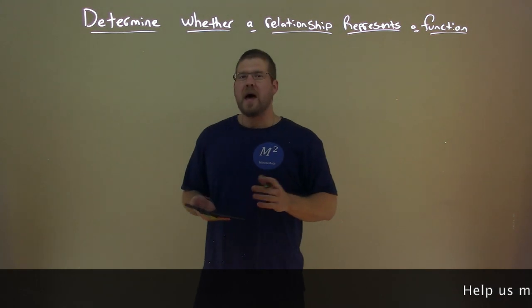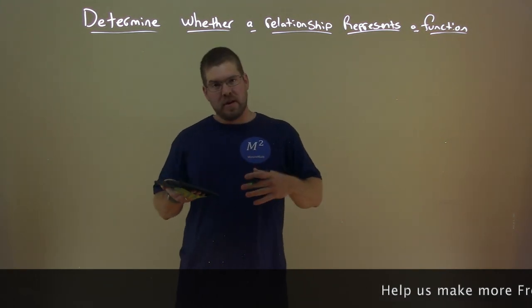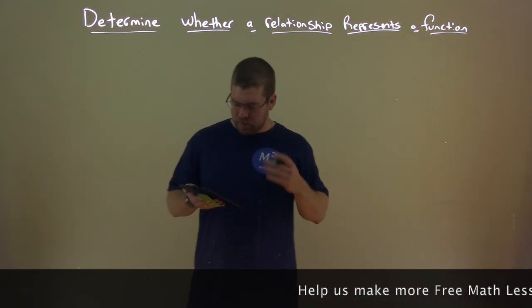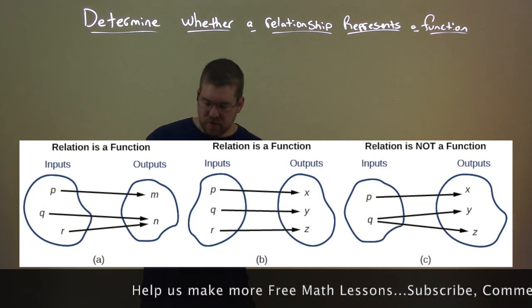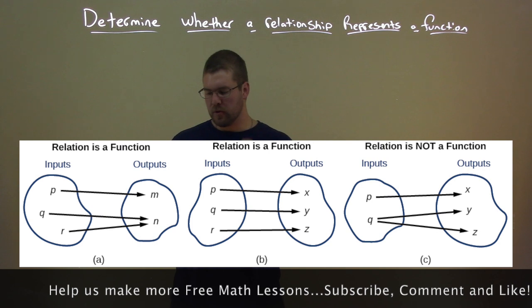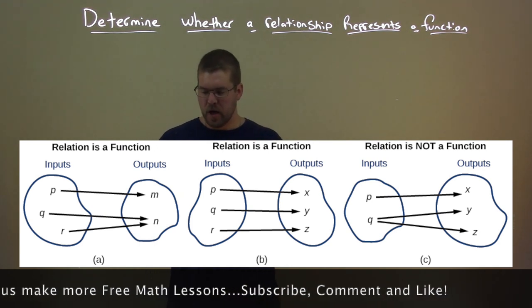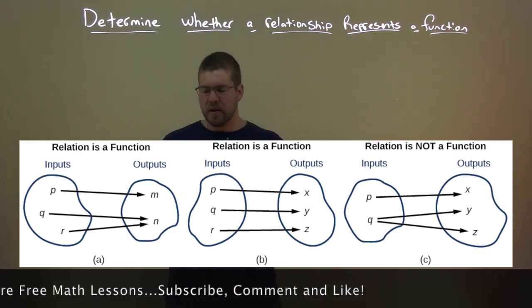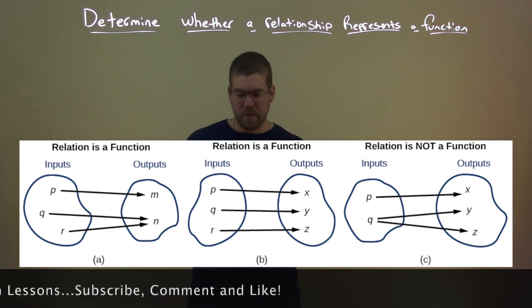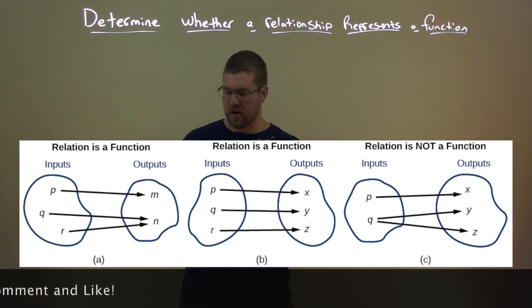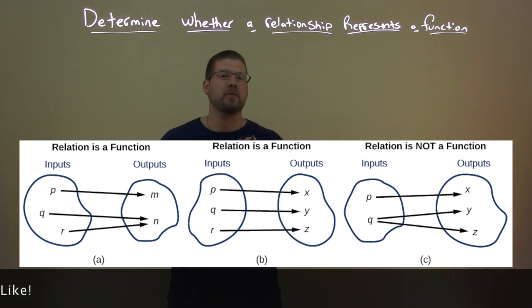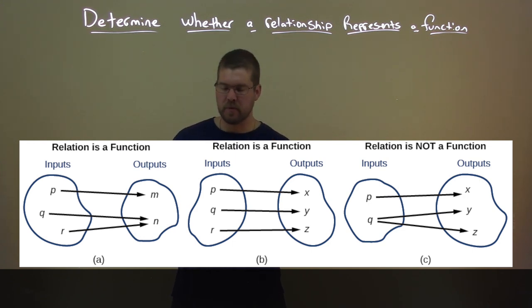So, how do I know if a relationship represents a function? I'm going to go through three examples here. Our first one is a relationship that is a function. Notice we have the inputs P, Q, and R, and P is sent to the output M, and Q and R are both sent to N as an output. That represents a function. We're allowed to have multiple inputs go to one output, okay?